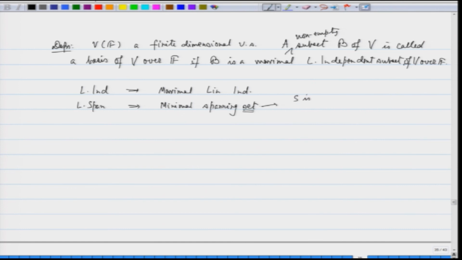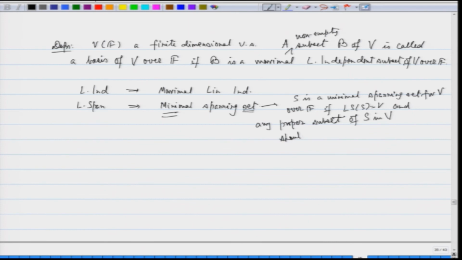So, S is a minimal spanning set for V over F, if LS of S is whole of V, and I am looking at minimal, any proper subset of S in V should not generate V, which is the same thing as saying that, take T, which is a proper subset of S, the linear span of T is not the whole space.